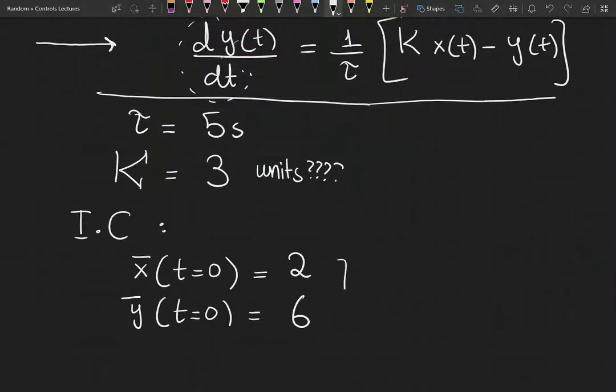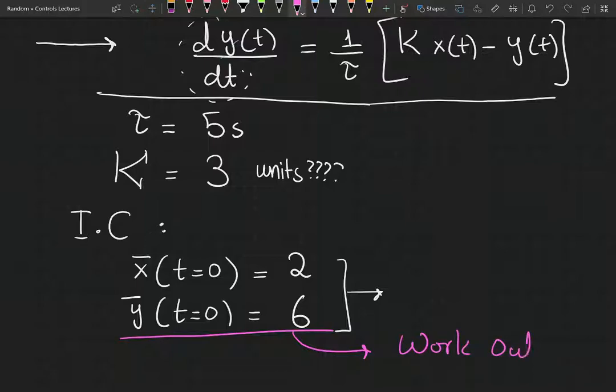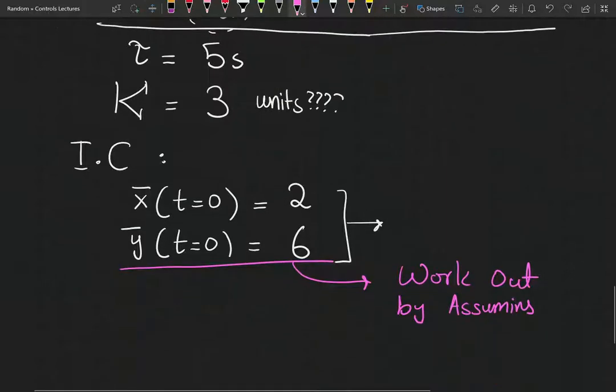Once again, I want you to work this out by yourself. Work it out by assuming initial steady state, since we're assuming that our system is initially at steady state before being disturbed.